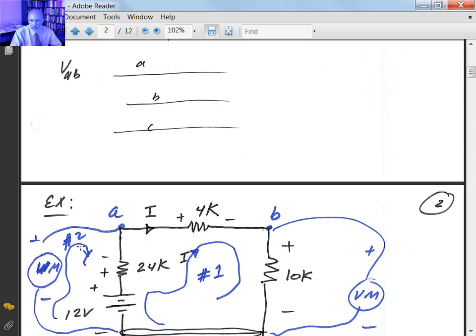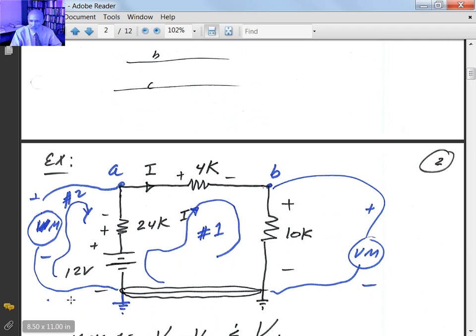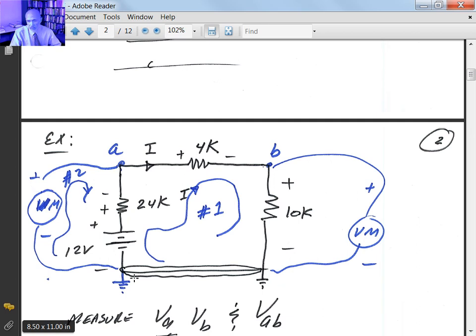Let's look at an example. Let's say you have the following circuit. You've got a 12-volt source hooked up to a 24K ohm resistor, 4K and 10K. It's a simple series circuit with 3 different resistors. Let's call this point down here the ground, the reference, and call this point A, and this point B.